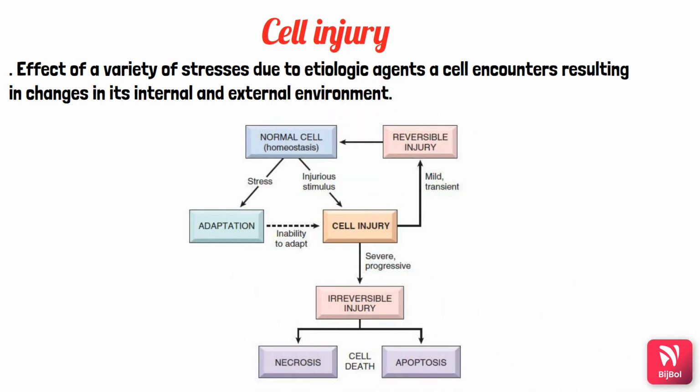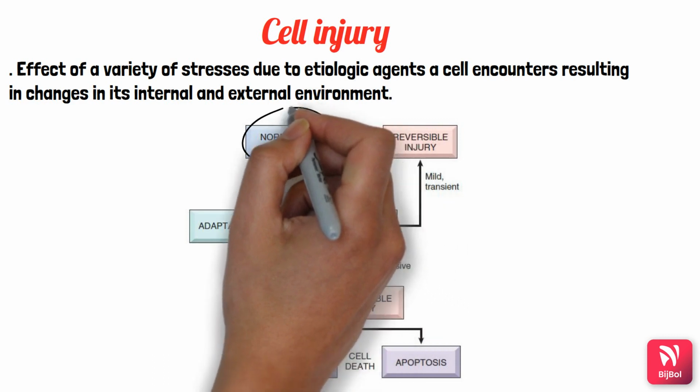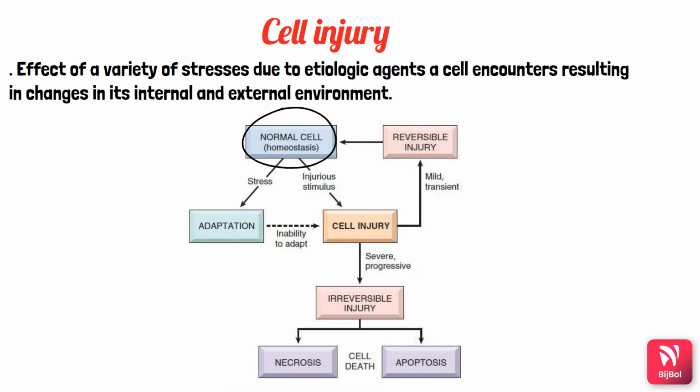If you take this flow chart here, here is a normal cell where it is in a steady state of homeostasis. Whenever this normal cell is under the influence of stress, if it is a mild stress, it will start to undergo adaptation, which is nothing but cellular adaptation, of different types, and it is a reversible change. So it can go back to a normal cell again.